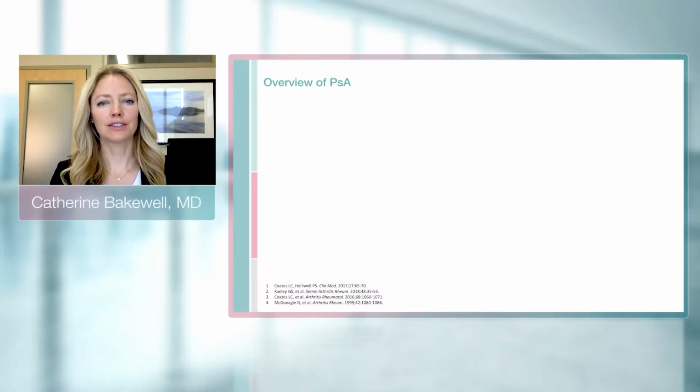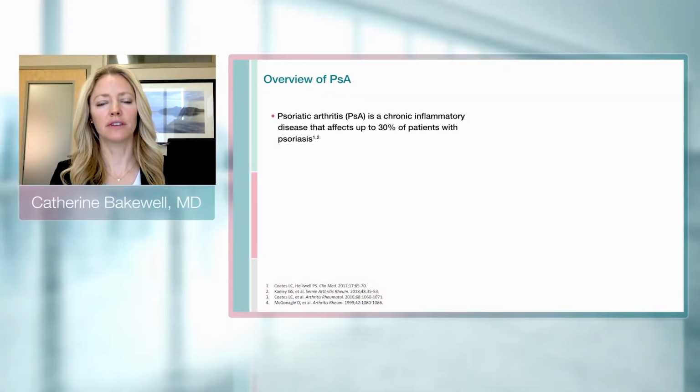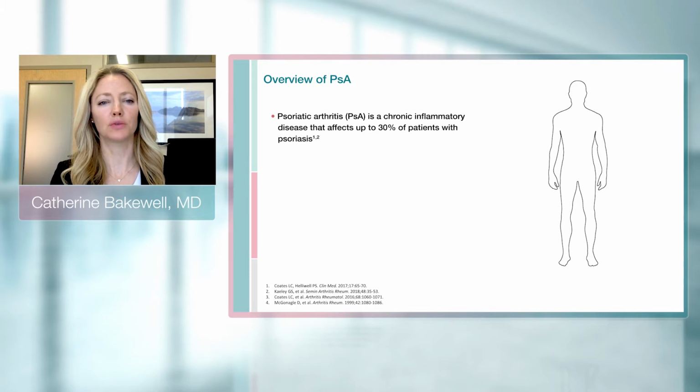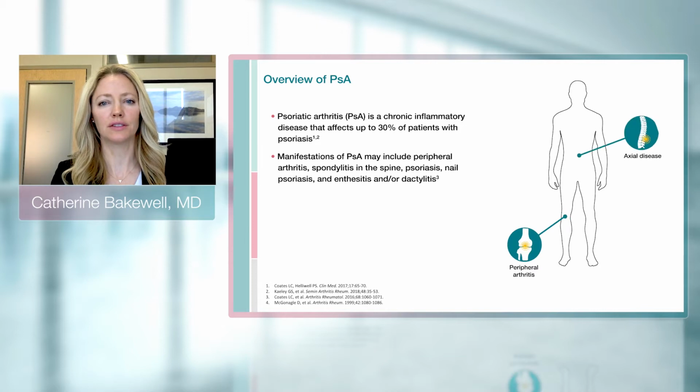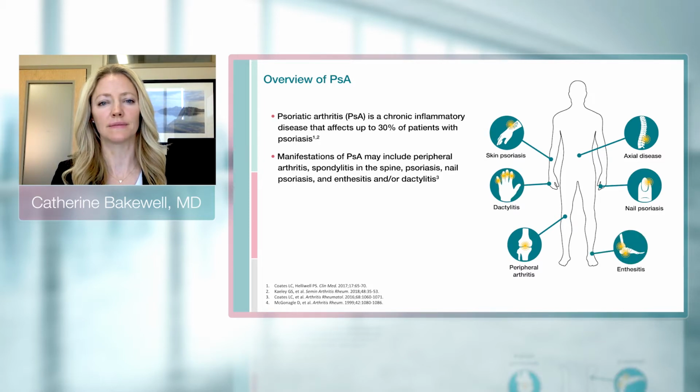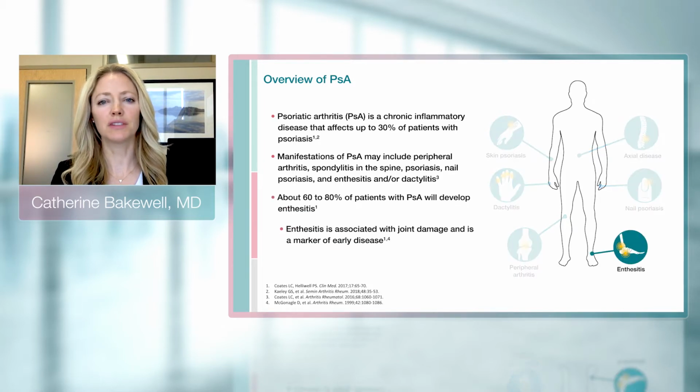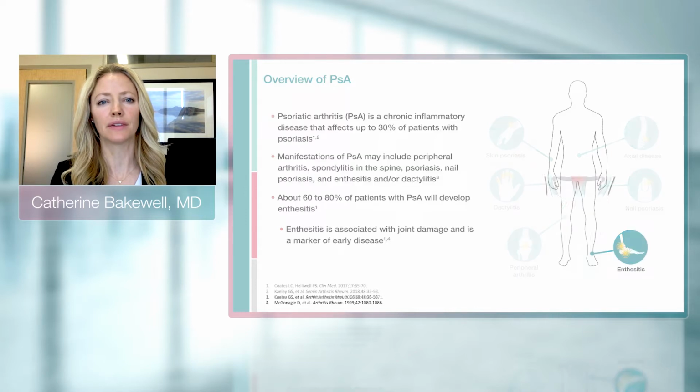Psoriatic arthritis is a chronic inflammatory disease that affects up to 30% of patients with psoriasis. Manifestations of PsA include peripheral arthritis, axial disease, psoriasis and nail psoriasis, as well as dactylitis and enthesitis. Enthesitis, which develops in 60 to 80% of patients, is associated with joint damage, and early detection and treatment are essential to management of the disease.